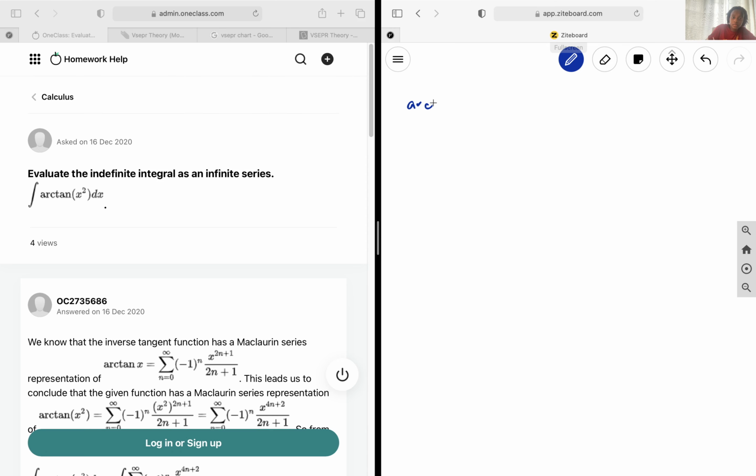And so we know that arctan x, or inverse tangent, is going to be the integral of 1 over 1 plus x squared. And then we're going to make use of our little friend here that just simply states that 1 over 1 minus x can be expressed as the infinite series from n is equal to 0 to infinity of x to the power of n.